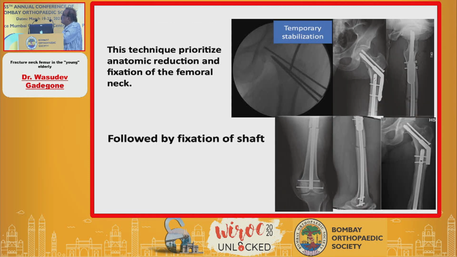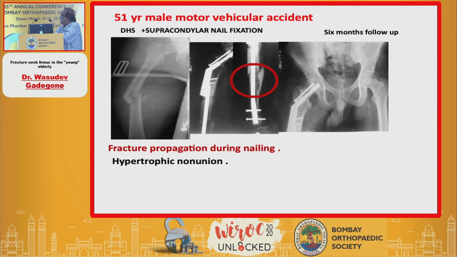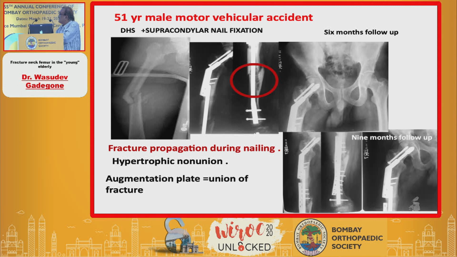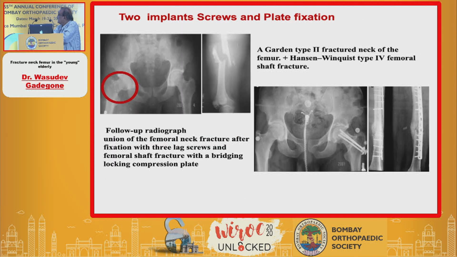Now this is how this technique prioritizes anatomic reduction and fixation of the femoral neck fracture, followed by fixation of the shaft. The rationale is to avoid malreduction of one of the fractures. This is one of the examples. This is the ipsilateral neck fracture with shaft fracture treated by supracondylar nail and DHS with additional screw. One of the fractures went into non-union, a hypertrophic femoral shaft non-union, augmentation plate was done and union has occurred.